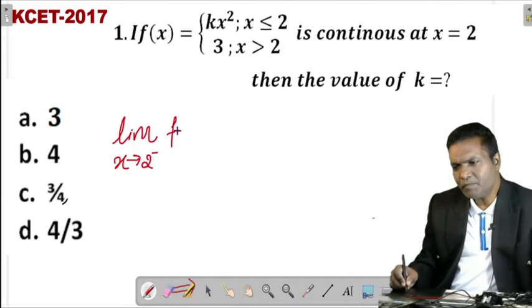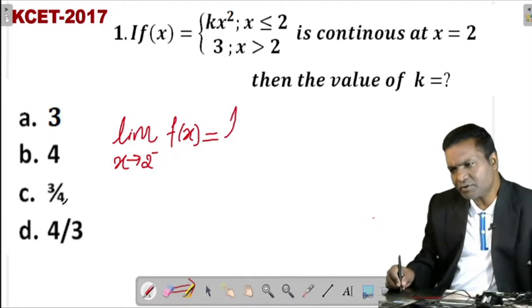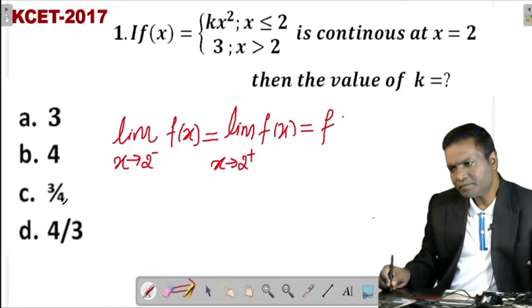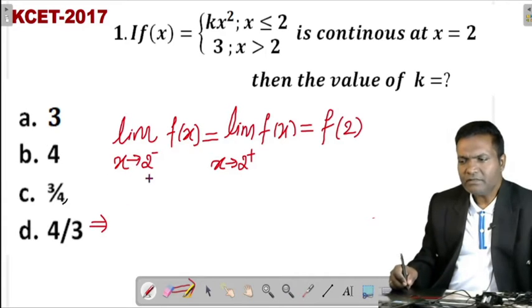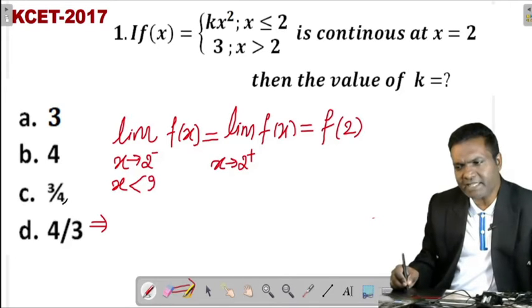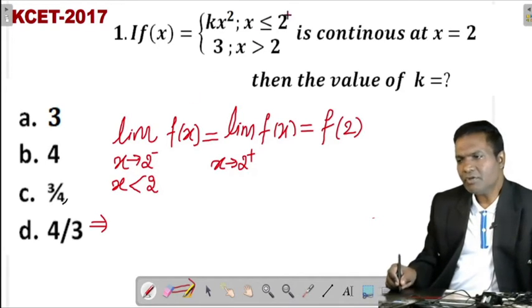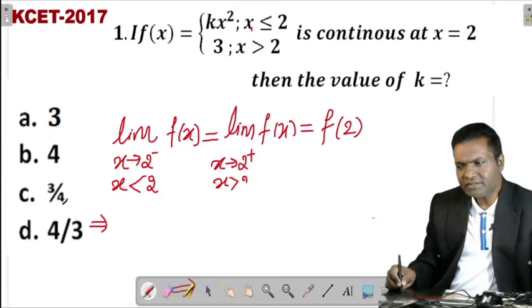That means limit x tends to 2 minus, that is the left hand limit, equals limit x tends to 2 plus f of x, this is the right hand limit, equals f of 2. Now see here, left hand limit means you have to consider the function f of x for which x is less than 2. So you are given this. When x is less than or equal to 2, f of x is kx square. And x tends to 2 plus means x is greater than 2.